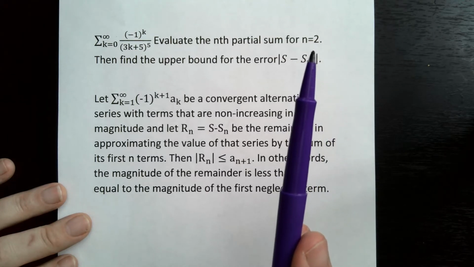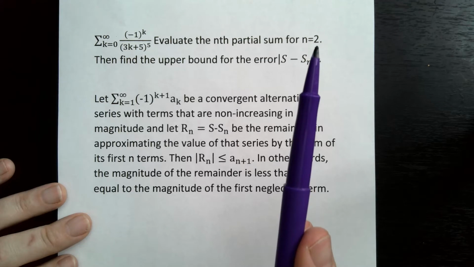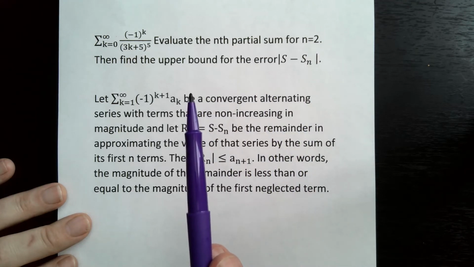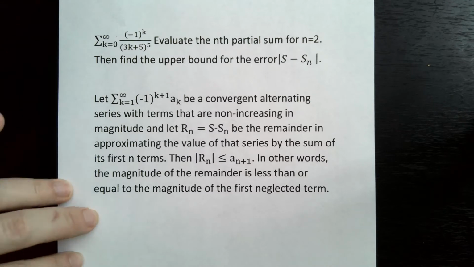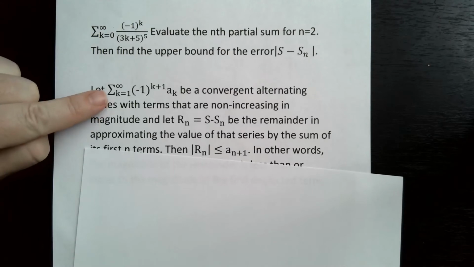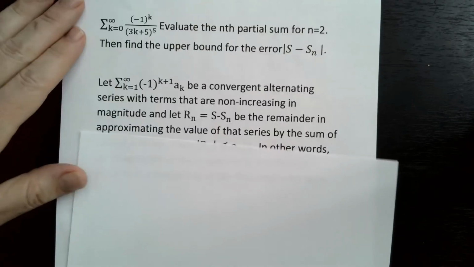Okay, then if you find the term right after your nth partial sum, it'll give you the error. So what we want to do first is find the partial sum with n equals 2, and then we want to find the third term, and that will give us our error. Okay, so my first step is to try to get this to look like this. There are a couple of little changes I need to make.